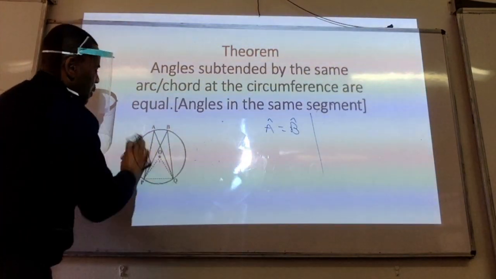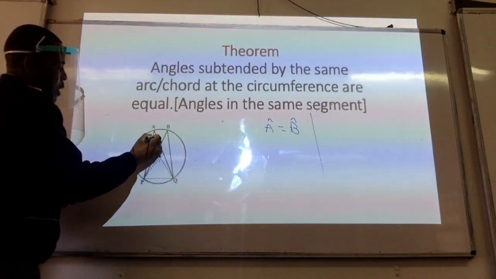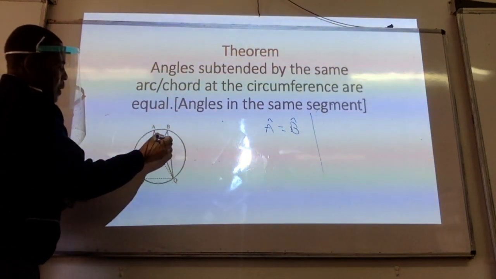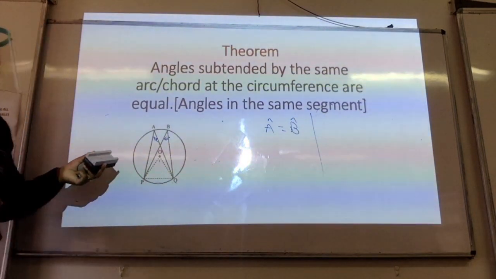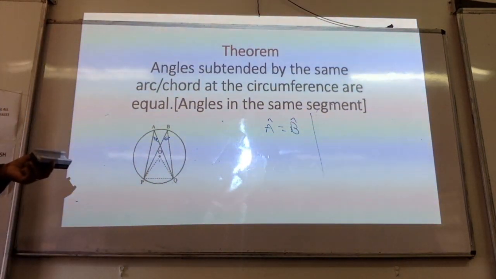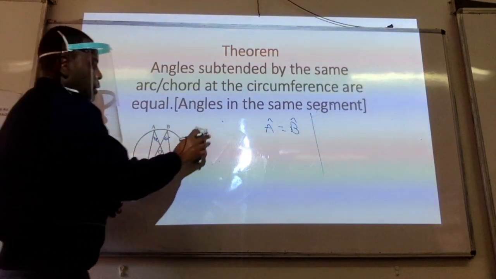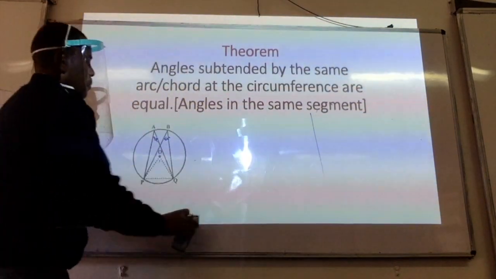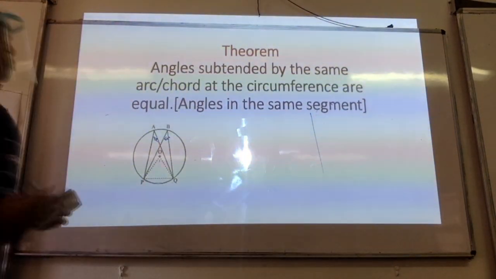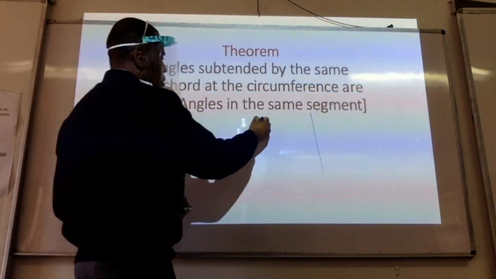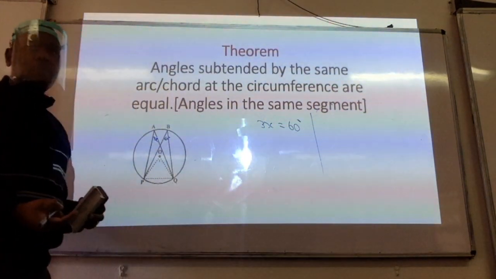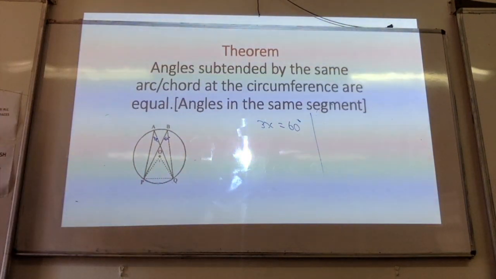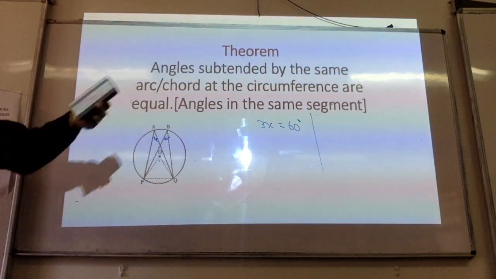Right. Suppose this is equal to 3x and this is equal to 60, and they ask you to find the value of x. How do we find x here? Maybe let's answer that question. 3x is equal to 60. So you say 3x is equal to 60, right? So this is your statement. 3x is equal to 60. And what is your reason? Angles in the same segment. You can say angles in the same segment.